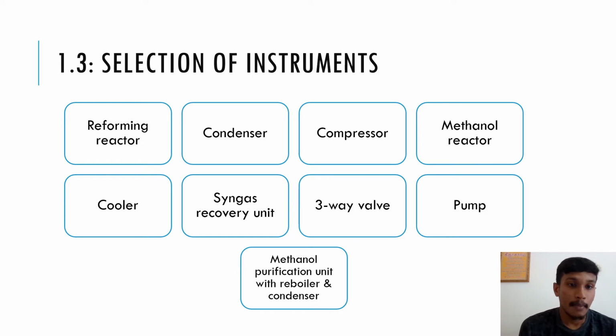These are the parts we use in our integrated project. First, the reforming reactor, condenser, compressor, methanol reactor, cooler, syngas recovery unit, three-way valve, pump, and methanol purification unit with reboiler and condenser. So next, my friend Ainun will continue. Thank you.